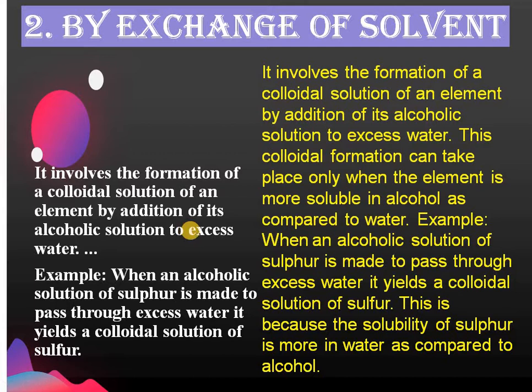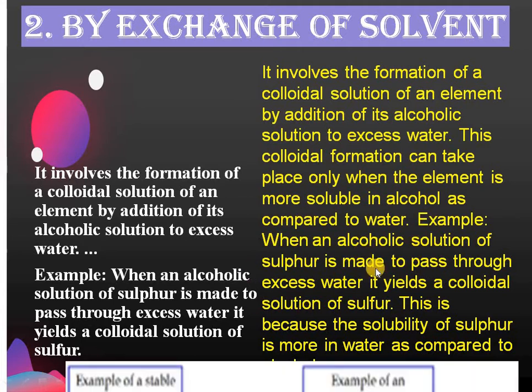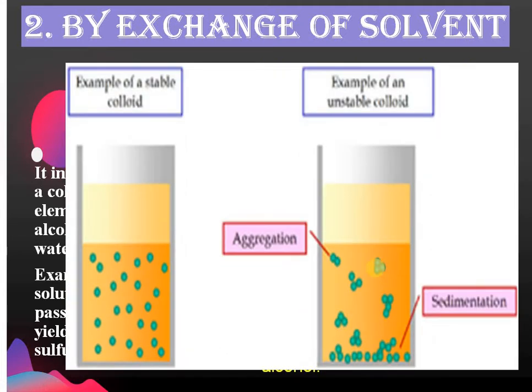A colloidal solution. For example, when alcoholic solution of sulfur is made to pass through excess of water, it yields a colloidal solution of sulfur. It involves the formation of colloidal solution of an element by addition of its alcoholic solution to excess of water. This colloidal formation can take place only when the element is more soluble in alcohol. So we can say that the elements which are easily soluble in alcohol can be converted into colloidal solution by adding water in the alcoholic solution of that particular element. This is the exchange of solvent.